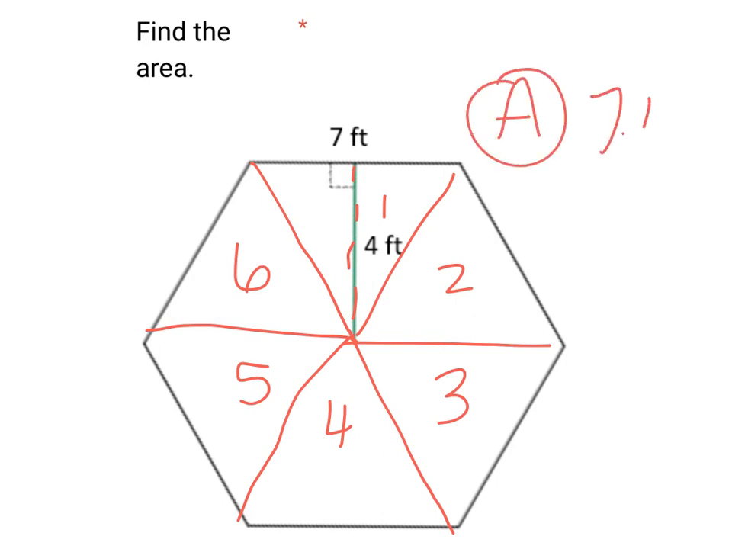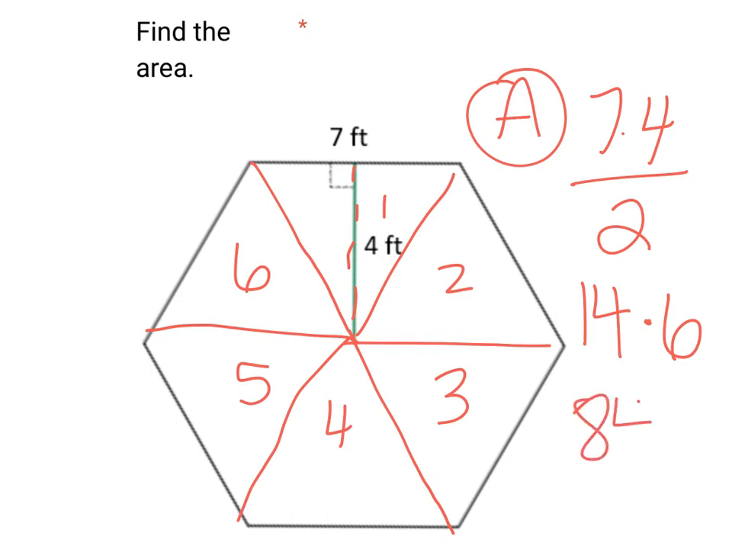That would be 7 times 4 and then divided by 2. We're going to divide it by 2 because it's the two triangles. Then each triangle is going to be 14, but then there's 6 triangles, so we're going to times it by 6. And then that's going to be 84 feet squared.